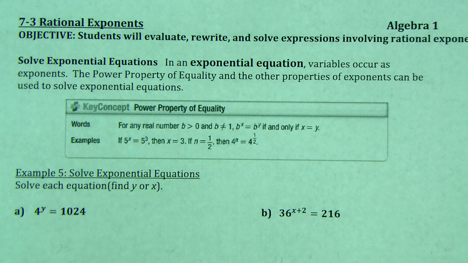Right, so here we are. I'm going to continue on with lesson 3 in chapter 7 when we were dealing with rational exponents. So we've had exponents that were fractions, and we may have that again, but we're going to add to that. We're going to look at some equations where exponents are variables.